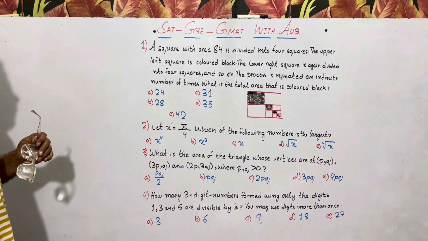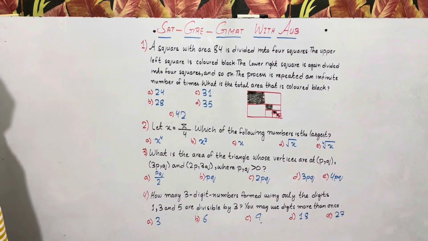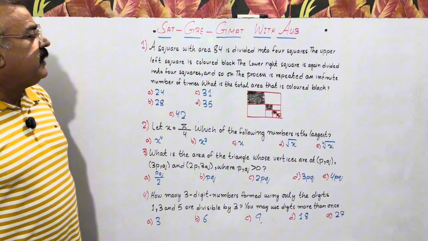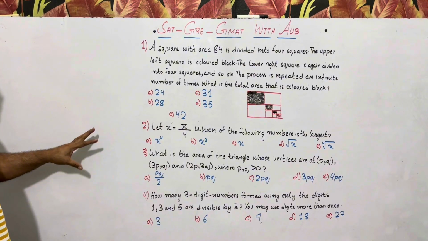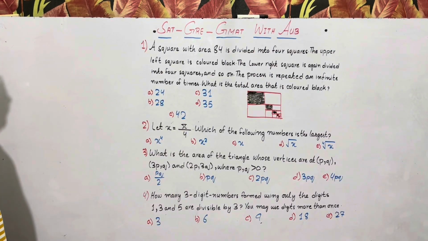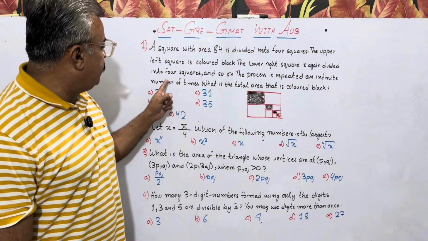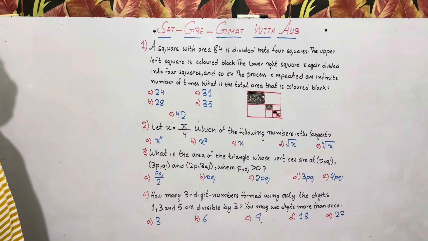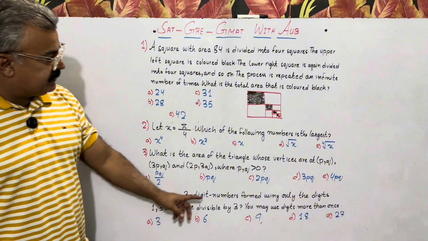Our question number one reads as an impressive selection. A square with area 84 square units is divided into 4 squares. The upper left square is colored black. The lower right square is again divided into 4 and so on. The process is repeated an infinite number of times. Find the total area of the colored black squares.